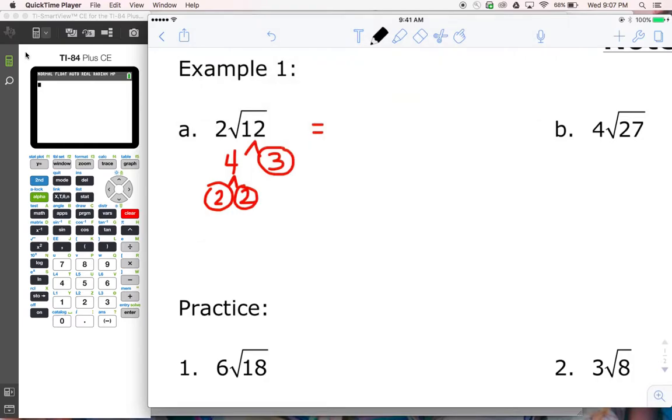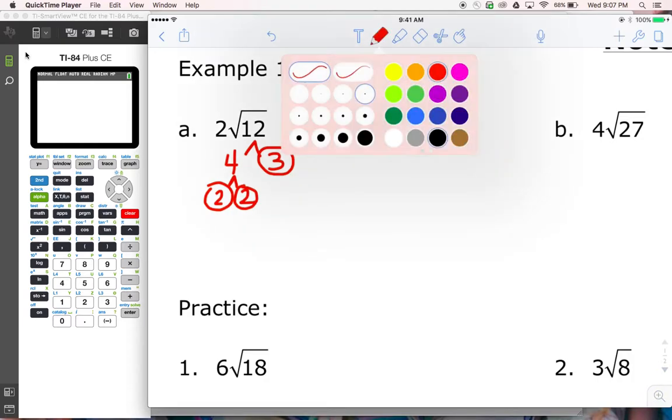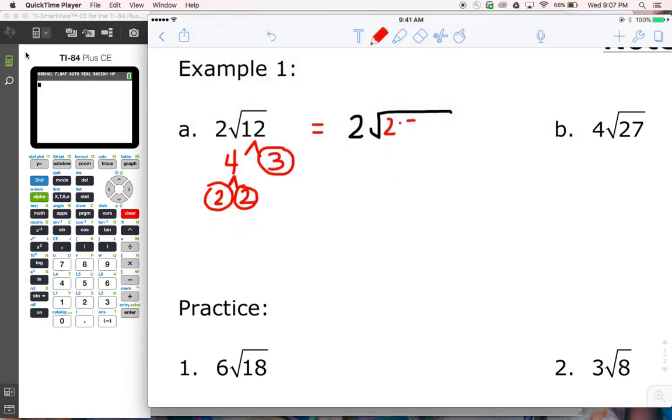Now my next step is going to be rewrite this with my prime numbers, my prime factorization. So 2 was already in the front. And now my prime numbers, we had a 2 and a 2 and a 3. That's just another way to write 12, 2 times 2 times 3. We have a cool phrase that we use to remember how to do this. We say we got to have a date to leave the house. In other words, we're looking for pairs.